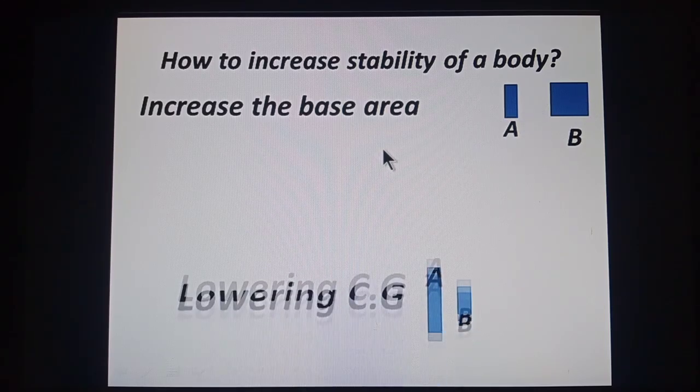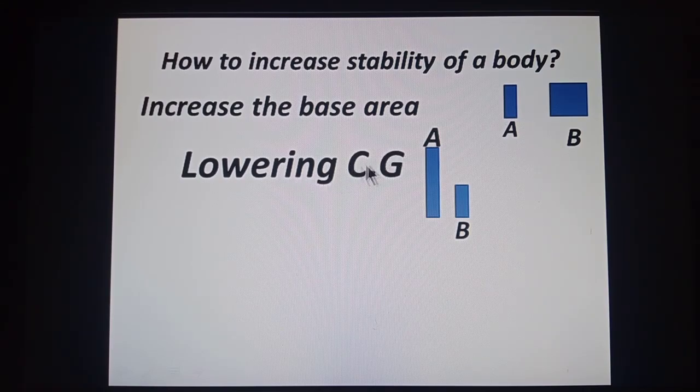The second step that we can take is to lower the center of gravity of the body. Look at this diagram. A is a tall body, tall vehicle, tall building. Its center of gravity will be at a larger distance from the surface of the earth. So it is unstable as compared to another vehicle whose height is less. Height less means center of gravity is lower and close to the earth. So in this case, the position of center of gravity in body B is lower. So body B is more stable than body A. That's why sports cars are made flat to increase their stability.